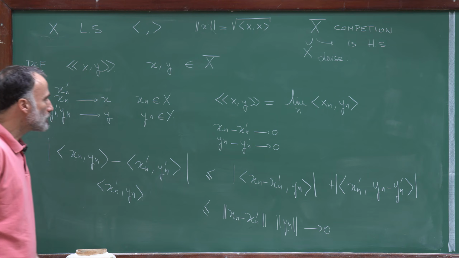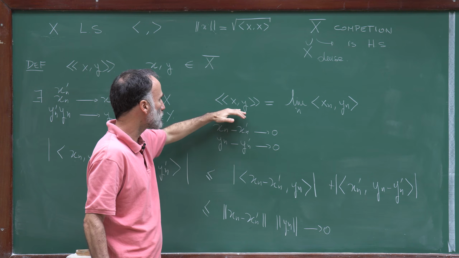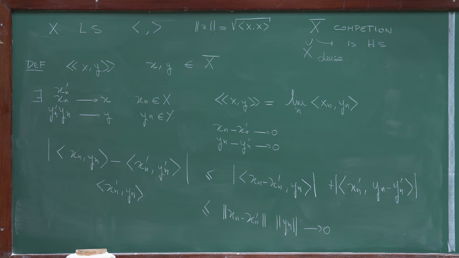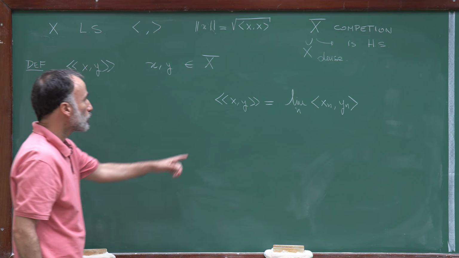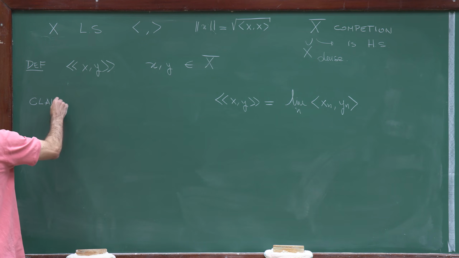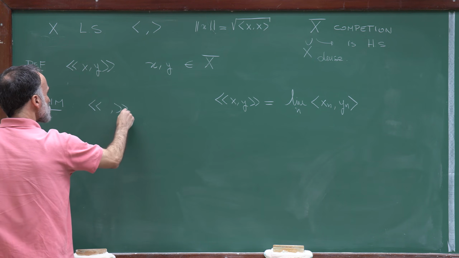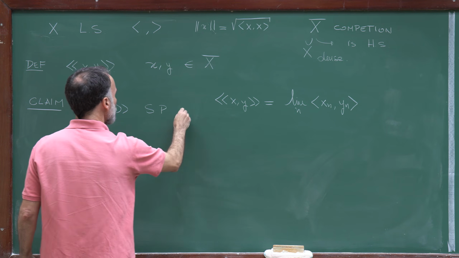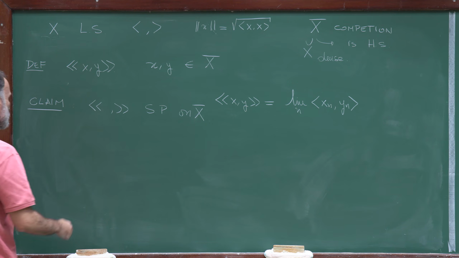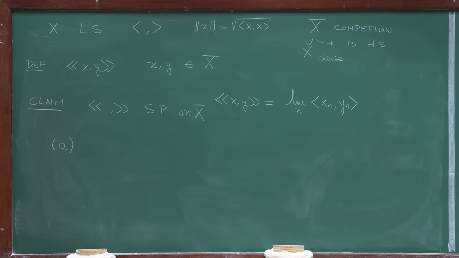Now, what I claim is that this scalar product is linear and satisfies all the properties of a scalar product, and so this is the next step. So now we have introduced this scalar product. My claim is that this defines a scalar product on the completion, X bar. So we have to prove the three properties. I'll just prove one of them, and I will leave the others to you.